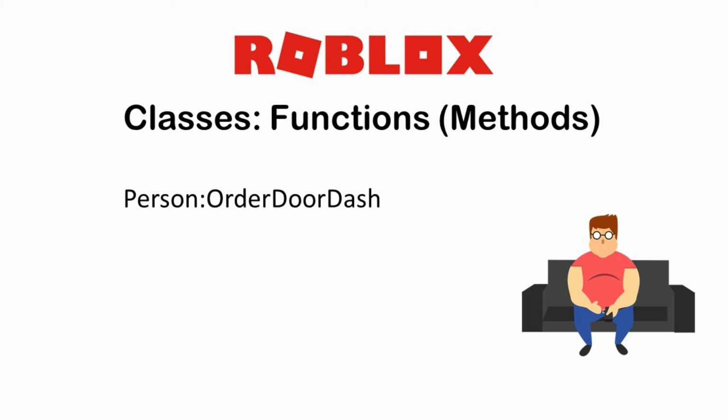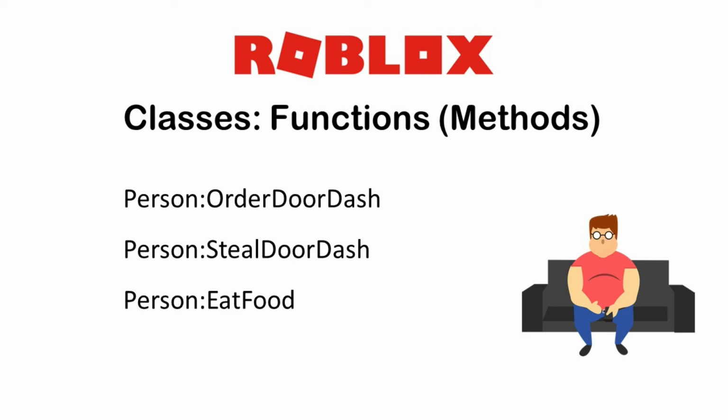Although, given that this is Phil we're talking about, maybe a steal DoorDash function would be more appropriate. And then, of course, Phil's favorite method, eat food. Eat food gives us a good example of one thing a function can do, change an object's attributes. So if you call function eat food, one of the things it might do could be to set the person attribute hungry to no. Although that probably won't last very long for Phil.